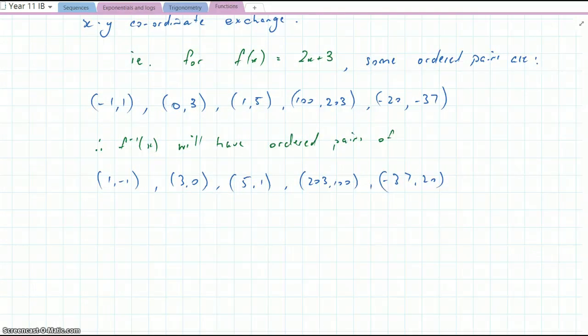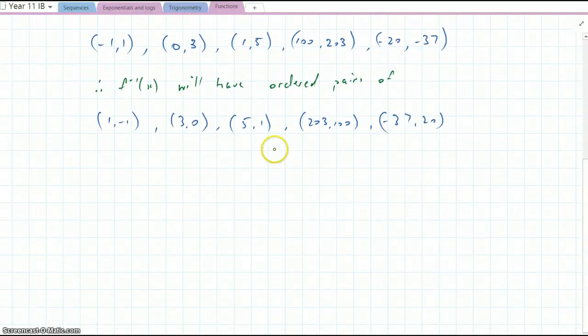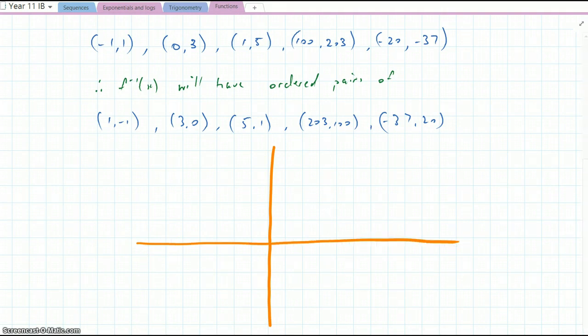Okay, so what does that look like graphically? Well, let's have a little look. I'll do my best to get this sketch out. So the original function: minus 1, 1. So I'm just going to get an idea here. 0, 3. So it's got this sort of thing going on. 1, 5. It's a straight line. Gradient 2 is doing this. If we kept on going, 100, 203, we would go. But right, we're going to just draw the line through there. So that's the original function.